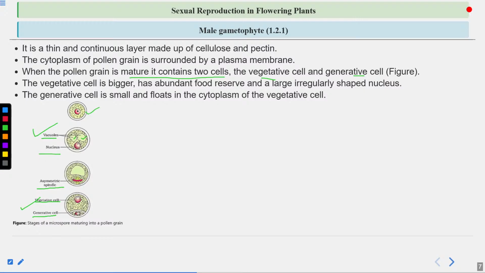This is again a microspore, but it is not in a mature form. This first figure is not a mature one, but this is the mature one. That is why it is written here: when the pollen grain is mature, it contains two cells, one vegetative and one generative cell.